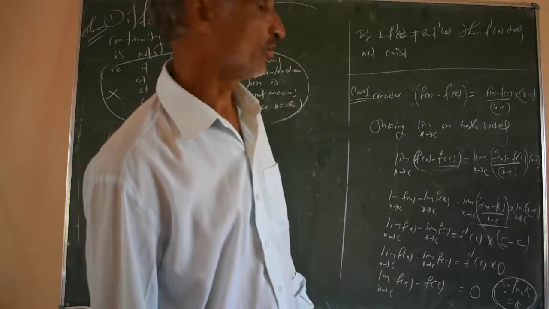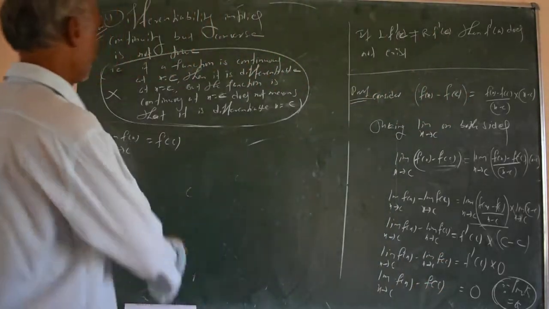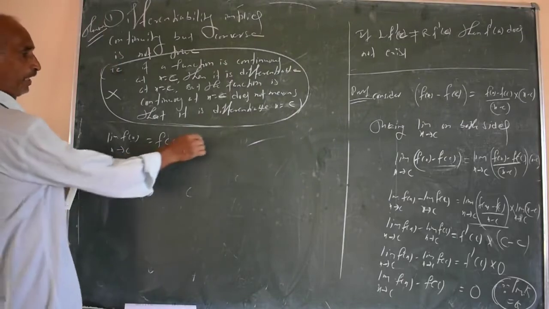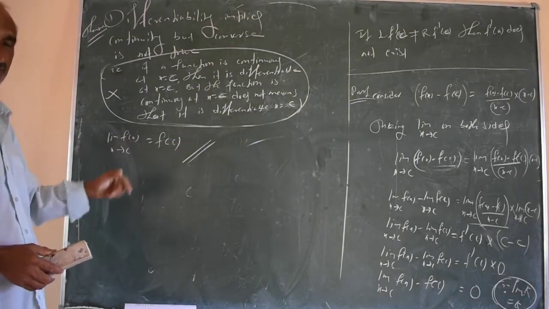Limit of constant is constant, f of c is constant. Therefore limit of f of c is f of c. Now f of c is taken to the right hand side. Can you tell me what is this particular definition? This is the definition of continuity.